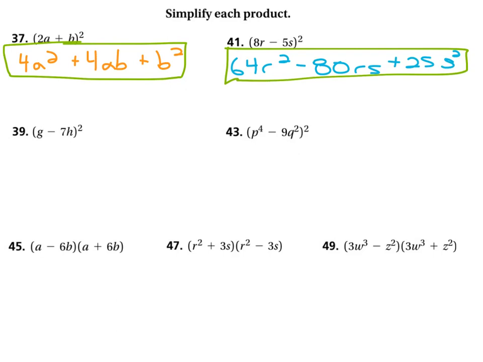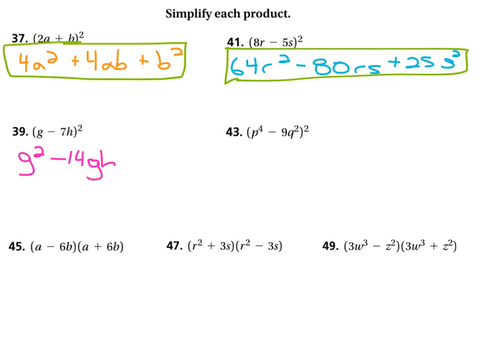Moving on. We say we're squaring this binomial, so we square the term in the front. G times g, g squared. We multiply them together and double it for the middle term. So g times negative 7h is negative 7gh. Doubling it is negative 14gh.